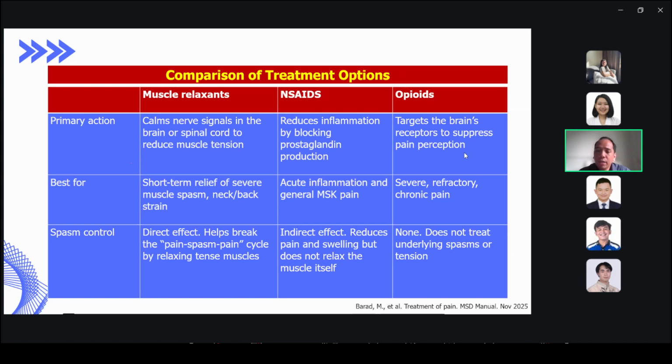So in short, if we are entertaining a patient with muscle pain and spasm, ano yung best treatment option that we can give them? So we can give your muscle relaxant, no? Or we can give your NSAID, but it has no direct effect on the spasm. So we can also give NSAID plus the muscle relaxants also.